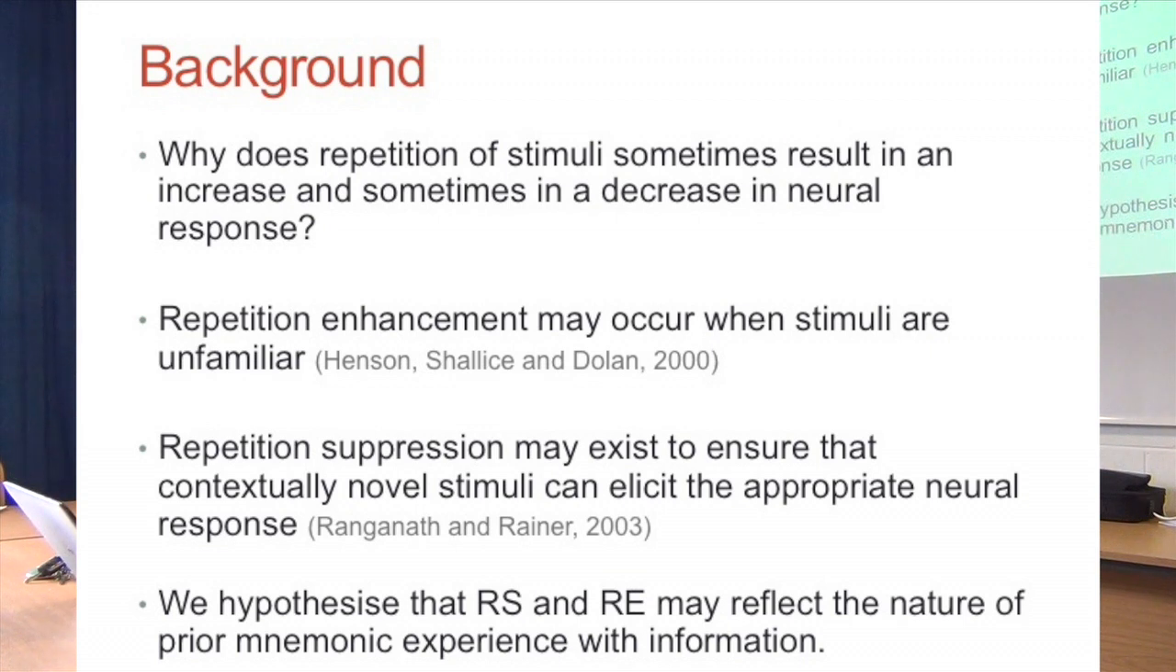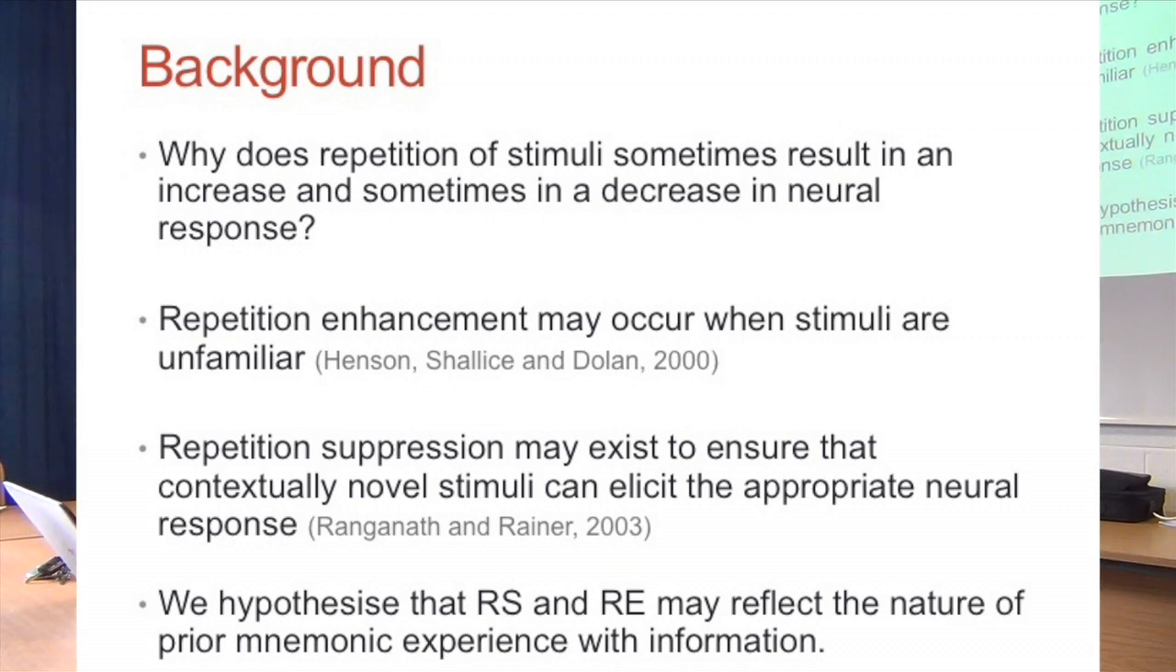Okay, so this is what we want to know. Why does repetition of stimuli sometimes result in an increase in neural response, but more usually in a decrease? Well, repetition enhancement might occur when the stimuli are unfamiliar. So it's been seen before, but it's relatively novel.